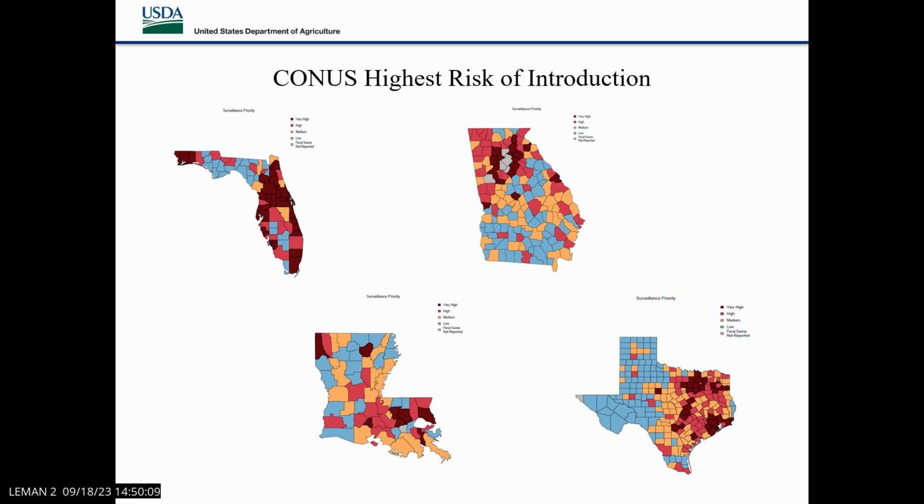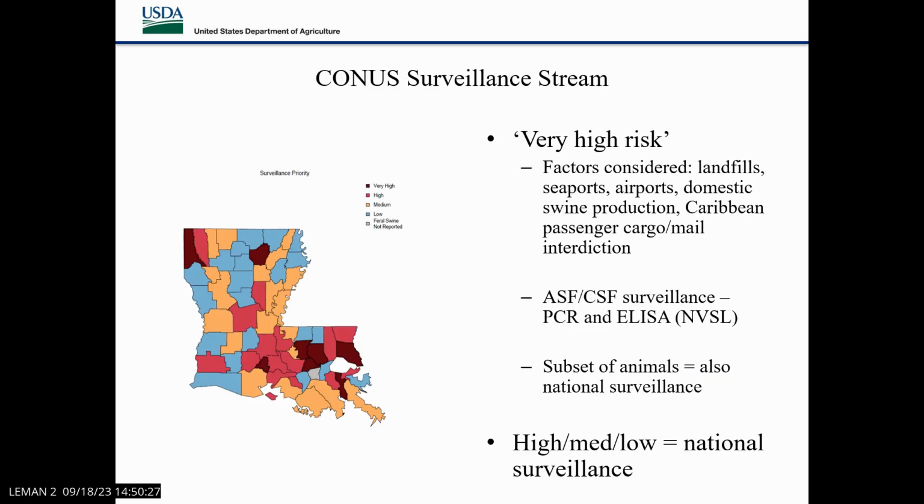So our normal national surveillance for CSF is just antibody-based, but where we're doing ASF surveillance, we're also doing paired CSF surveillance, given that both of those viruses are in the Caribbean. So PCR and ELISA for ASF samples taken from this area. So our very high-risk counties are based on the same risk factors associated with our normal national surveillance activities. We're looking at landfills, seaports, airports, the presence of domestic swine production, and then mail and passenger cargo interdiction data coming specifically from the Caribbean.